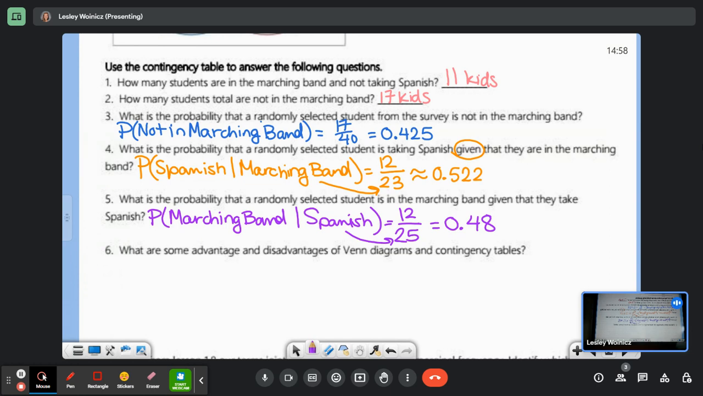Guys, I think I know what they are, but I need you to be writing in your own words. What advantages can you think of? Can you stop? Yeah. I'm not even talking.